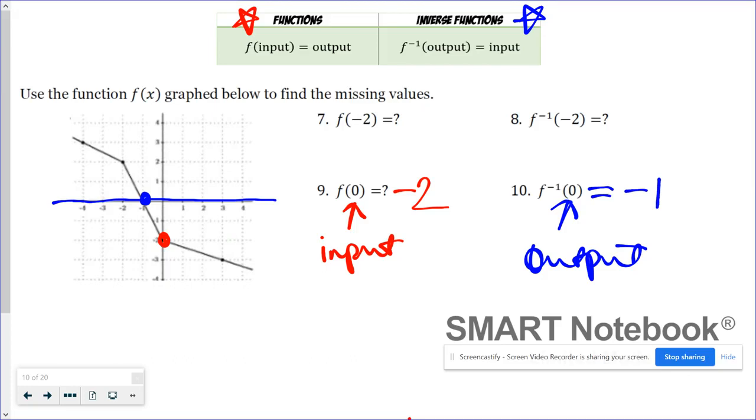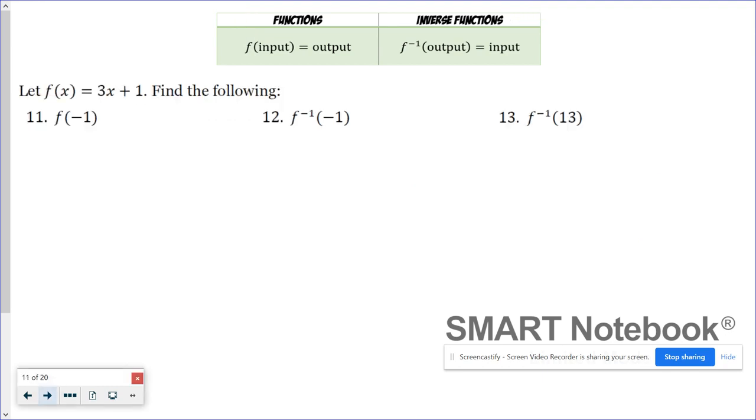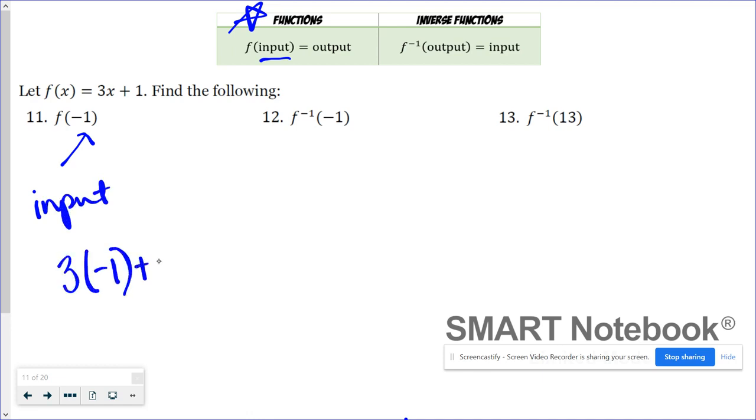So I can do these problems, evaluating inverses and functions. We can do that with function formulas as well. It's just a matter of, once again, pay attention: function or inverse function? And then what do I know? Input value or output value. So in 11 through 13, we're working with a function 3x plus 1. Find the following. So number 11, I have f of -1. That's right, this is regular function notation. So that means this -1 is an input value. So you know what that means. Put it into the function. So 3 times -1 plus 1. Yeah, we're looking at what? -2.